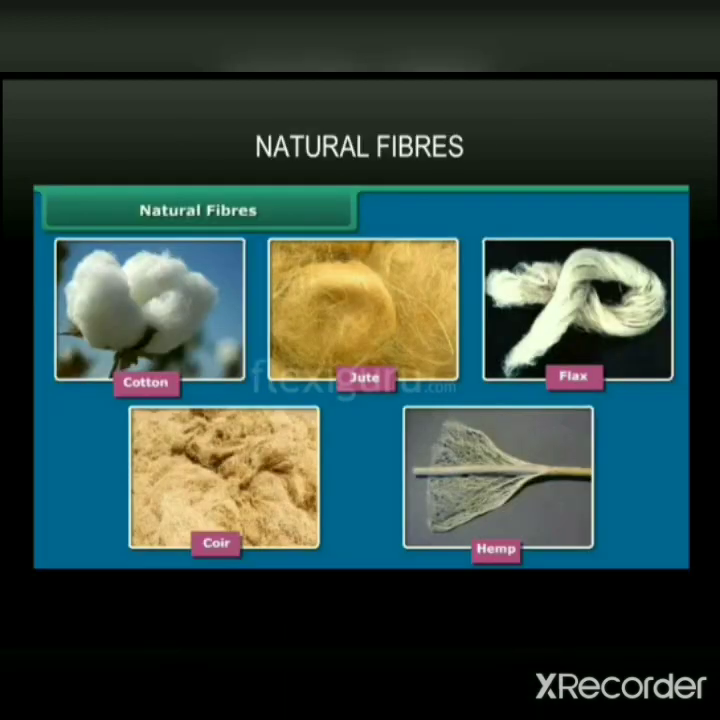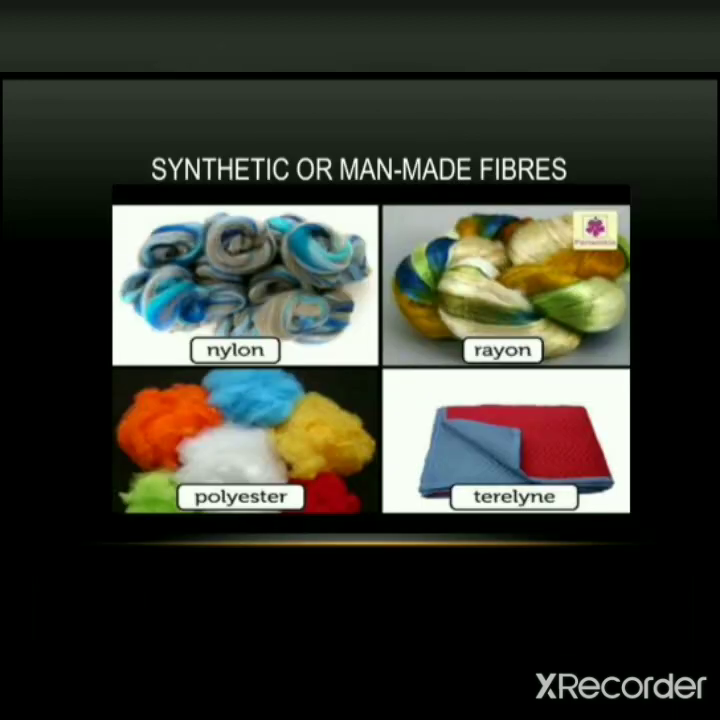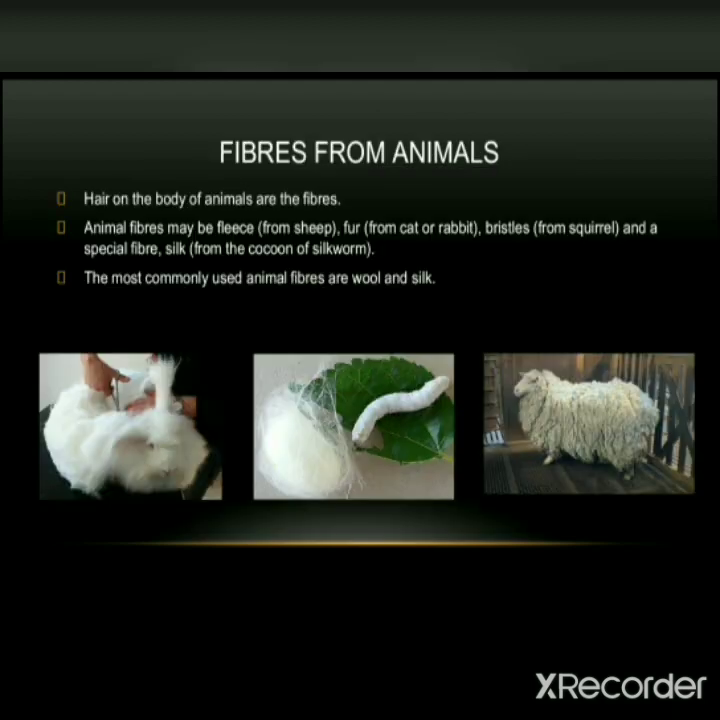These are the pictures of some of the natural fibers: cotton, jute, flax, coir, hemp, etc. These are the synthetic fibers or man-made fibers: nylon, rayon, polyester, trilene, etc.